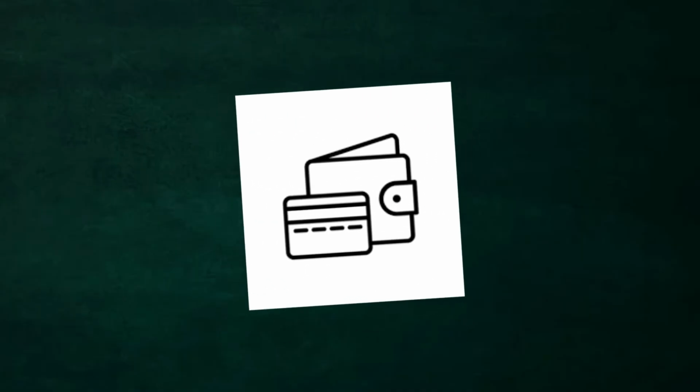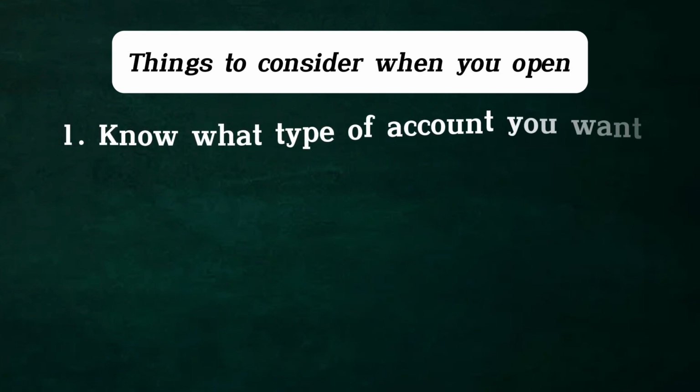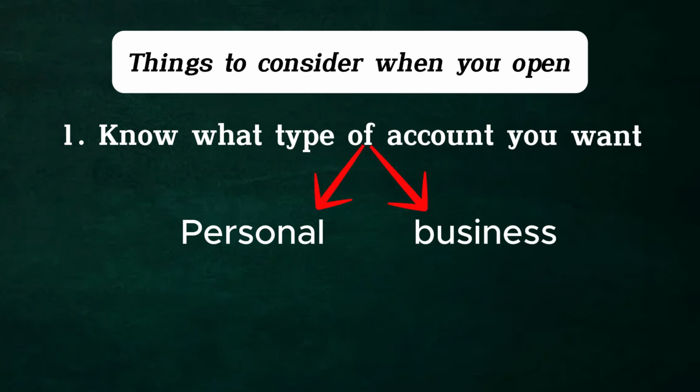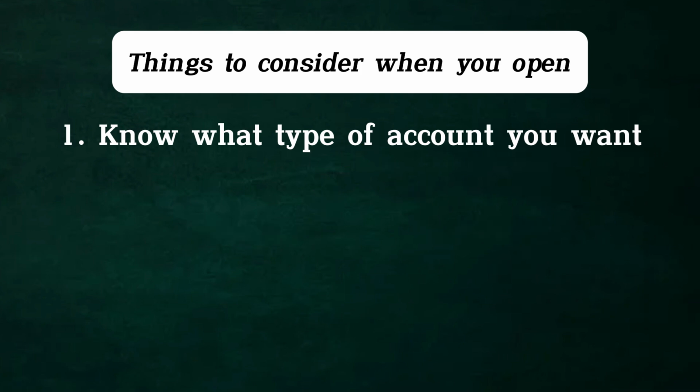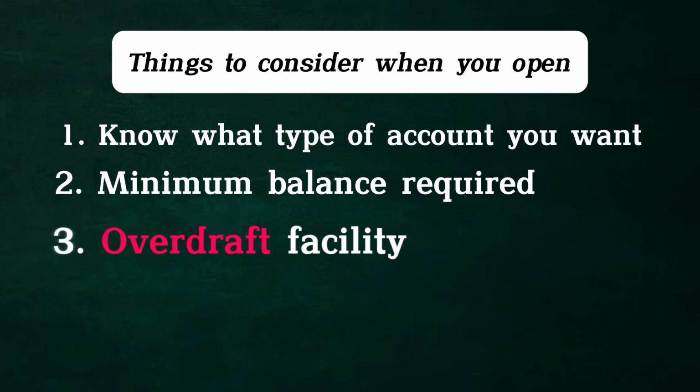For an individual account, open this account, but there are things to consider first. Number one, know what type of account you want. Is it personal current account or a business current account? Because these two differ in features and benefits. Number two, minimum balance required to open an account. Number three, overdraft facility. This is a loan given to you when you withdraw more amount in your account than the actual balance.